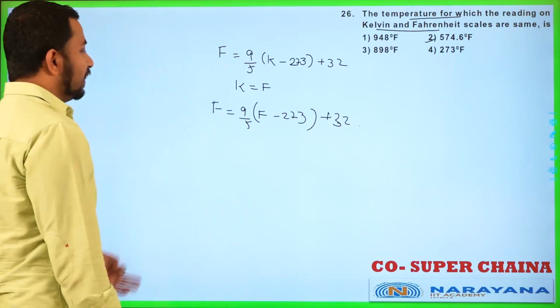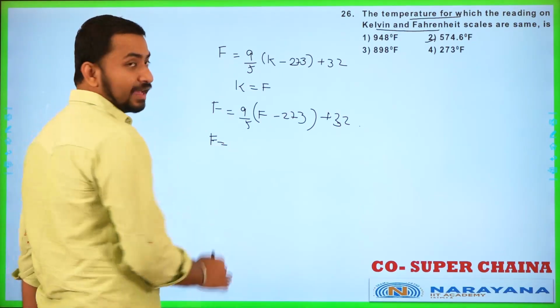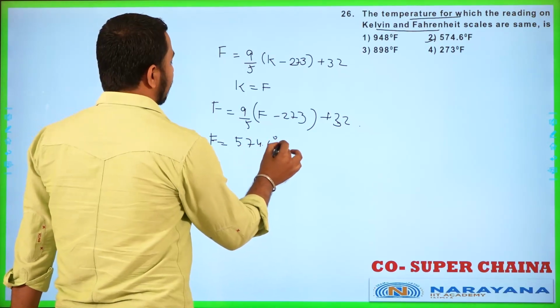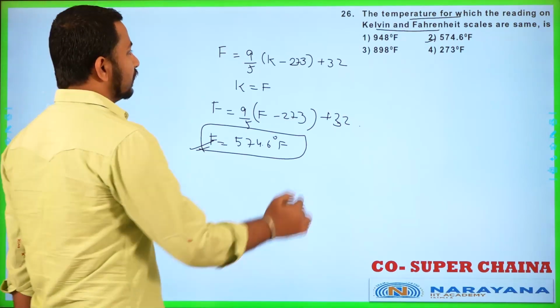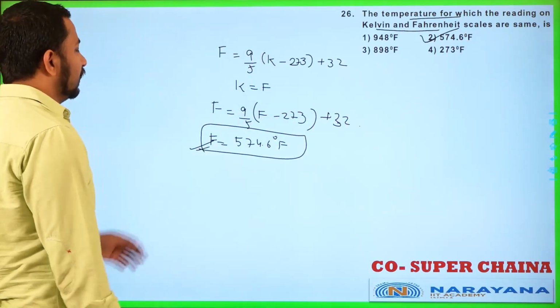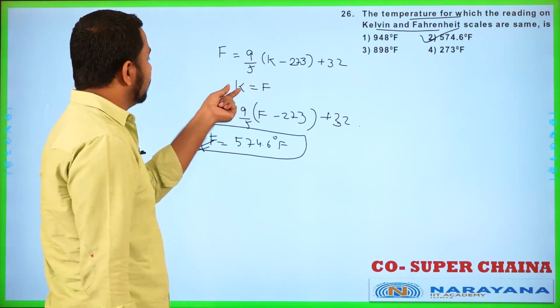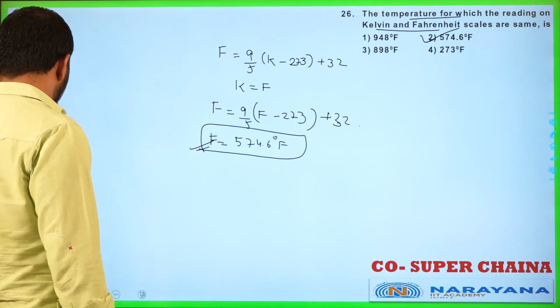Okay, simplify a little further, we will get the F value as 574.6 degree Fahrenheit, and that will be the answer of this question. Just because we need the answer in F, we will replace K by F, okay, and solve. Let's move to the next question, students.